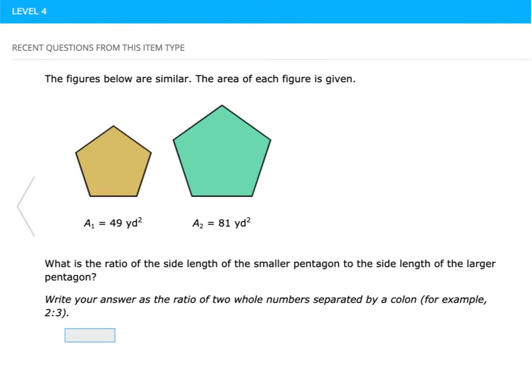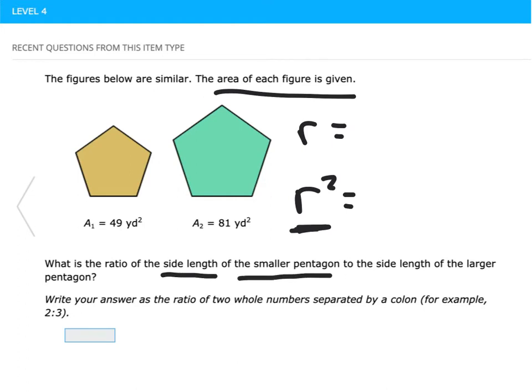Level 4. In this shape, you'll notice that we're given the areas of the figure. So we want to set up r and r squared and ask ourselves, which one do we start out being able to find? Well, actually, it's r squared, because that's the ratio of the areas. Now, at the end, it says we want the side length of the smaller pentagon to the side length of the larger pentagon. Well, that's going to be the ratio that we get for r.